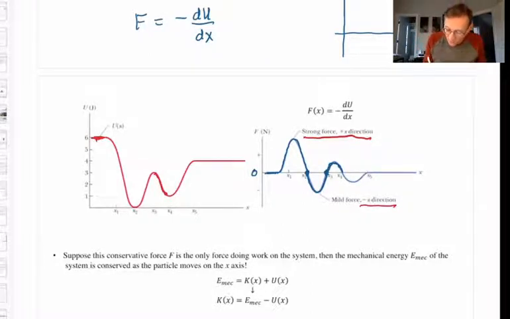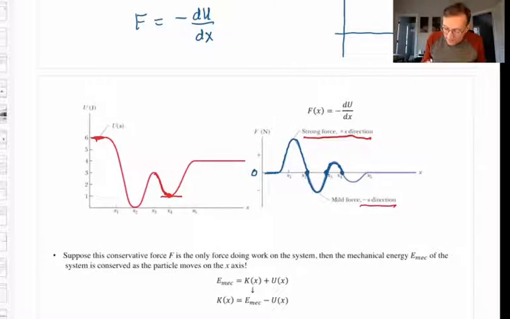Now, back at x4, look at the potential energy curve. I'm at another local minimum where the tangent line is horizontal. So the slope is 0, so the force is 0. And sure enough, at x equals x4, the force passes through 0 again.